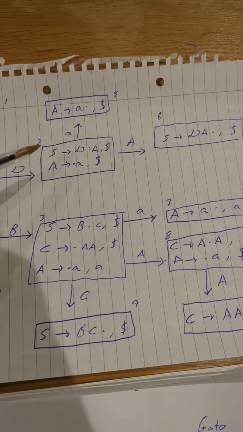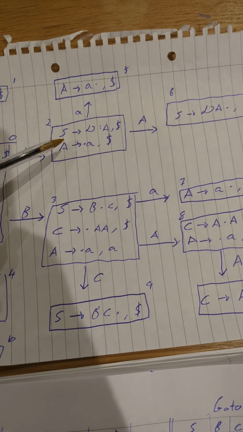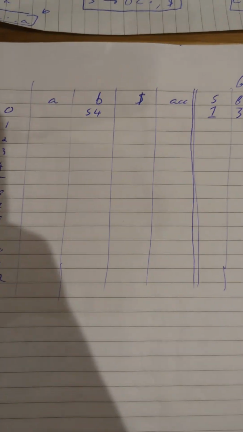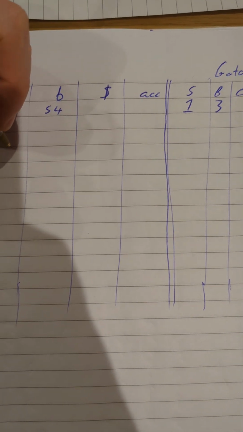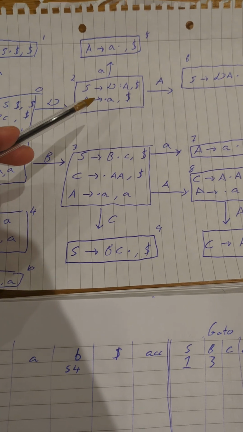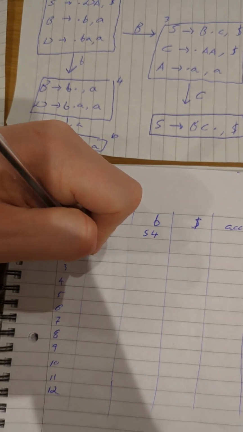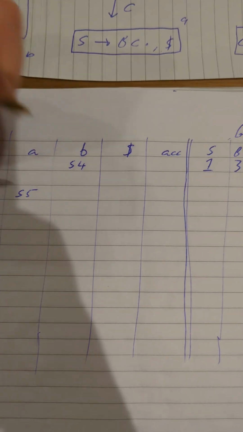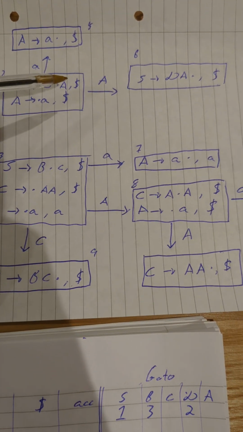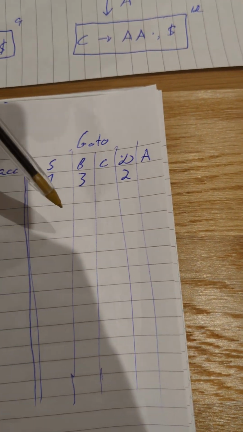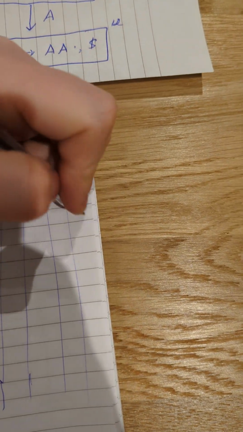That's it. Then from state 2, if we get an a, then we go to state 5. Sorry, let's start with state 1, nothing to do. State 2, a, then we go to state 5. So 2 a is shift 5. If we get capital A, then we end up in state 6. So 2 A is going to be 6.